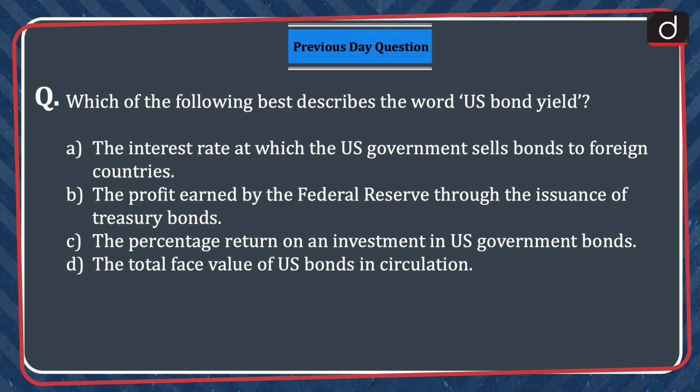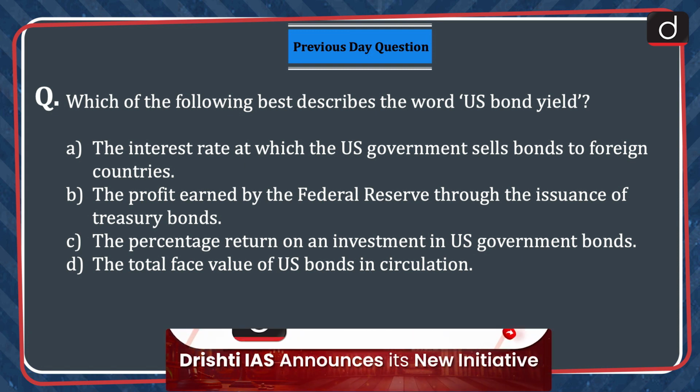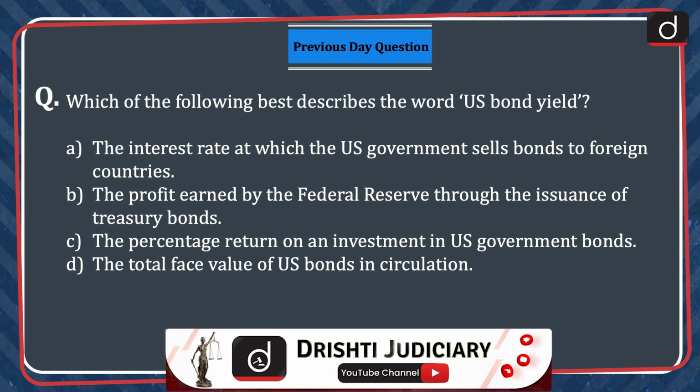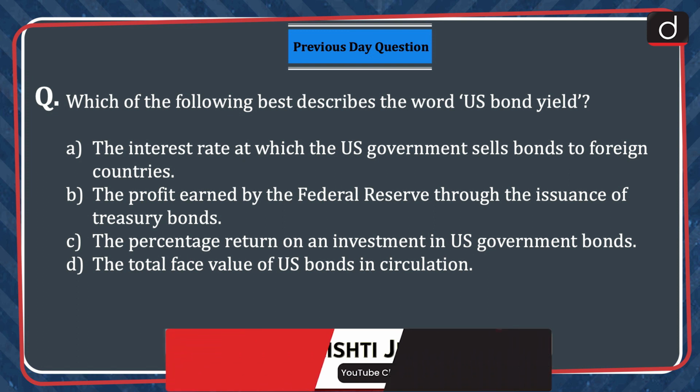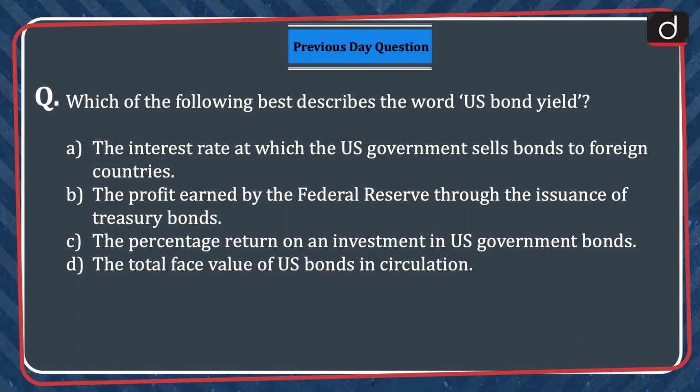The question was, which of the following best describes the word US bond yield? The interest rate at which the US government sells bonds to foreign countries, the profit earned by the Federal Reserve through the issuance of treasury bonds, the percentage return on an investment in US government bonds, or the total face value of US bonds in circulation. The correct answer is option C, the percentage return on an investment in US government bonds.